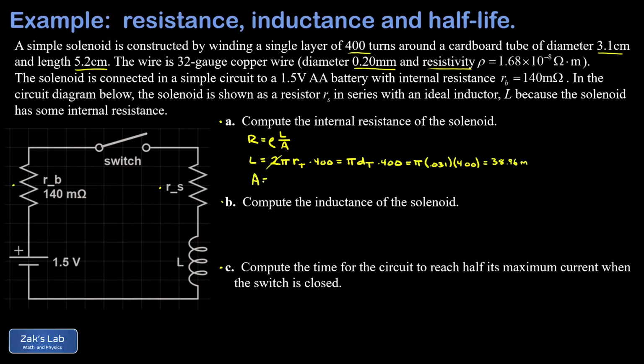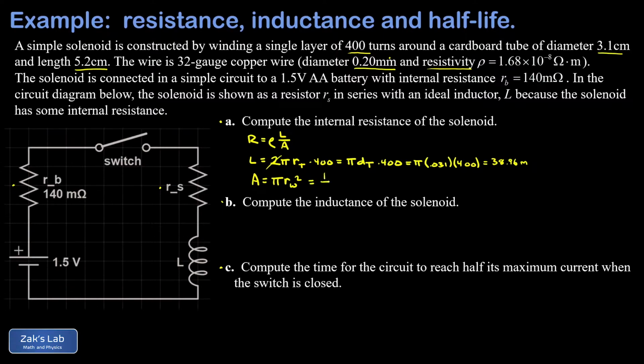What about the cross-sectional area of the wire? So it's very important in this problem to not confuse the diameter of the tube with the diameter of the wire itself. The wire is very thin, that's 0.2 millimeters diameter. Well, the cross-sectional area is going to be pi times the radius squared, and I'll call it RW for wire, so pi r squared. But we can sub in d over 2 for the radius of the wire.